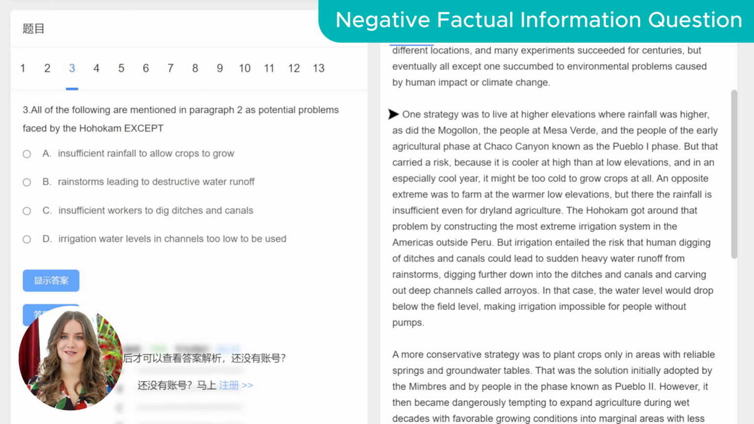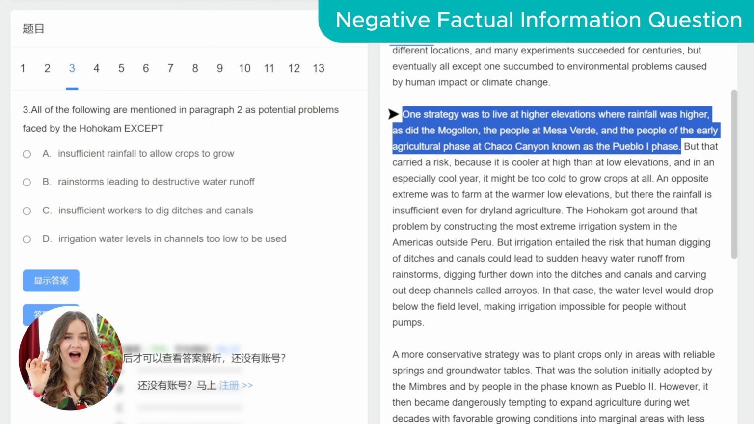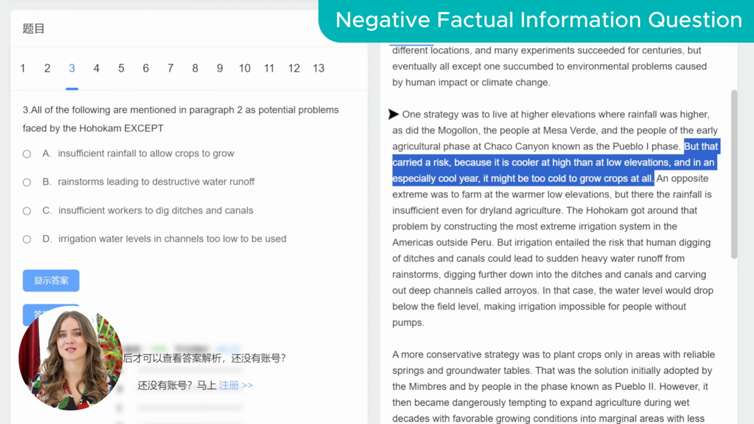Now, with these options in mind, I go back to the text and look for the potential problems faced by the Hohokam. I can see that one strategy was to live at higher elevations, where rainfall was higher. But that carried a risk because higher elevations are cooler than lower elevations. And in an especially cool year, it might be too cold to grow crops at all.